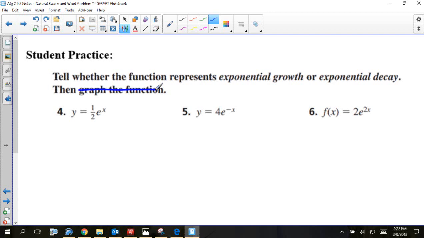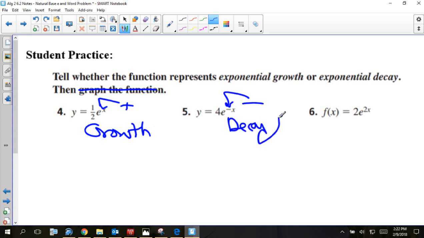So the first one, growth. Middle one, decay. And number 6, growth.